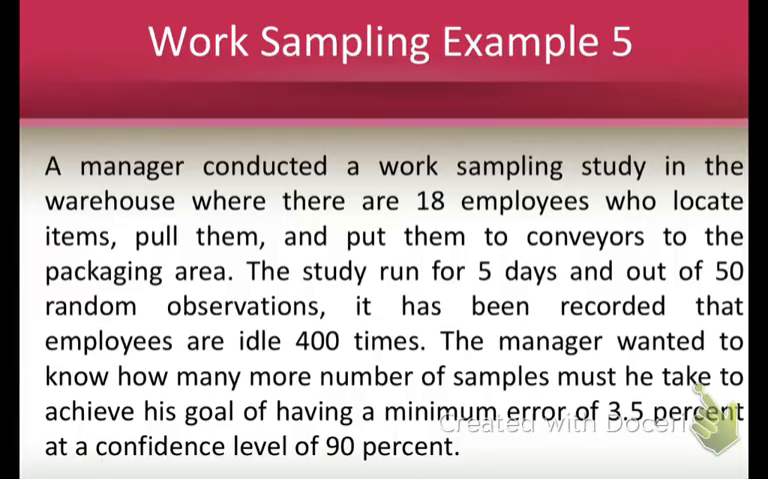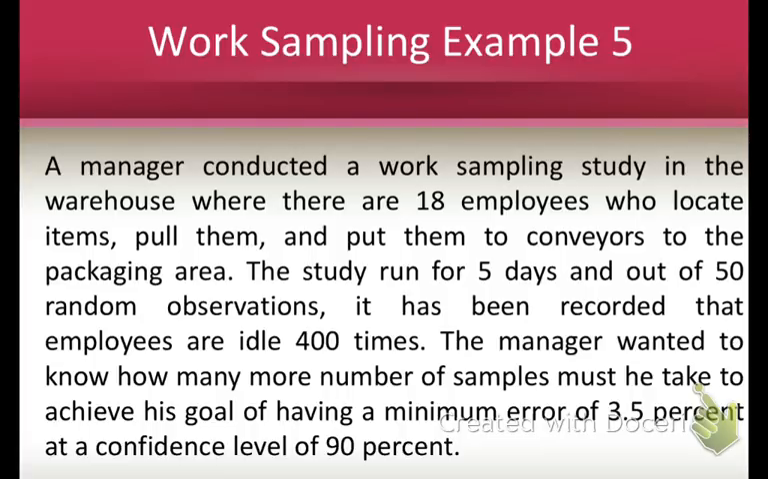Next example, number 5. A manager conducted a work sampling study in the warehouse where there are 18 employees who locate items, pull them, and put them to conveyors to the packaging area. The study ran for 5 days, and out of 50 random observations, it has been recorded that employees are idle 400 times. So the manager wanted to know how many more samples he must take to achieve his goal of having a minimum error of 3.5% at a confidence level of 90%.